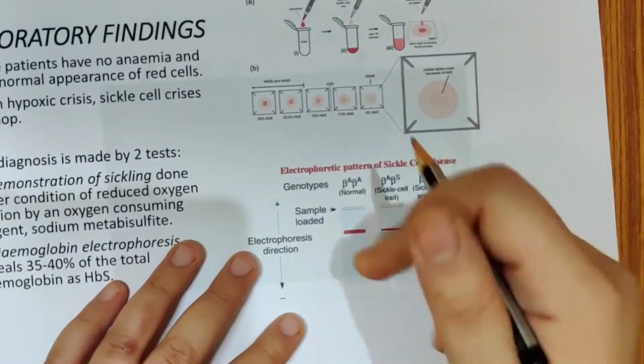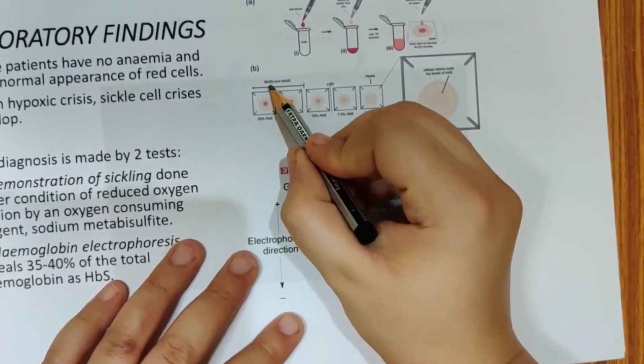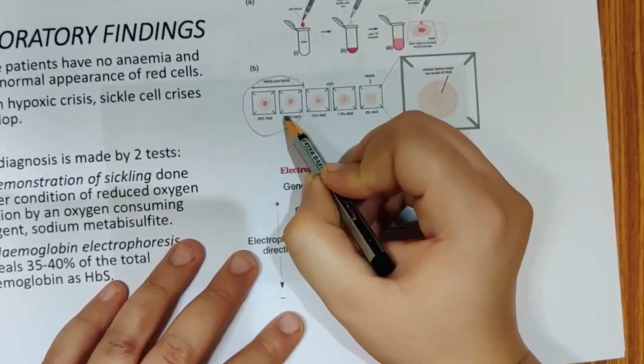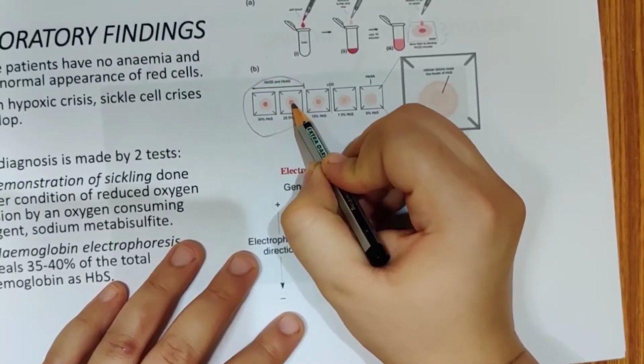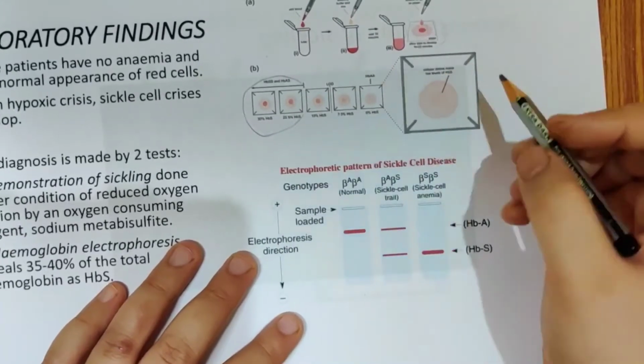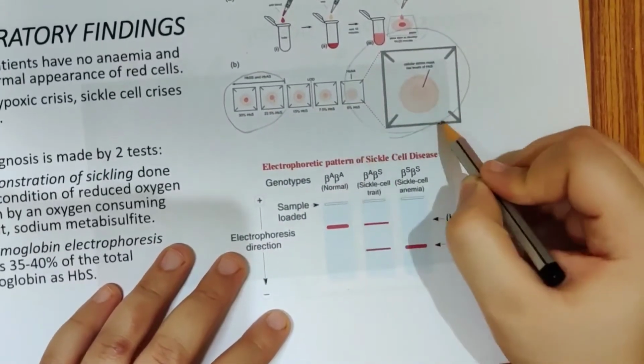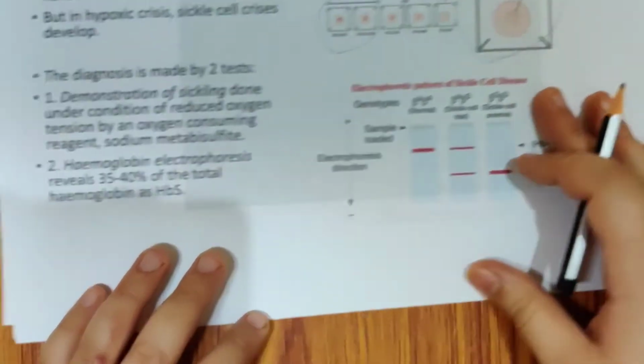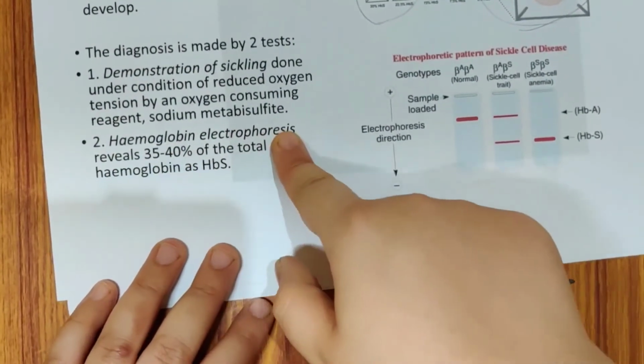Okay, when you have sickle cell anemia and sickle cell trait, you can see this. You can see the center as a very dark red color. Okay, but in normal adult hemoglobin, it is very pale. Okay, now second is hemoglobin electrophoresis.